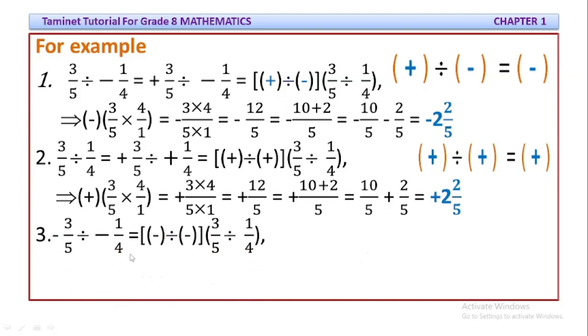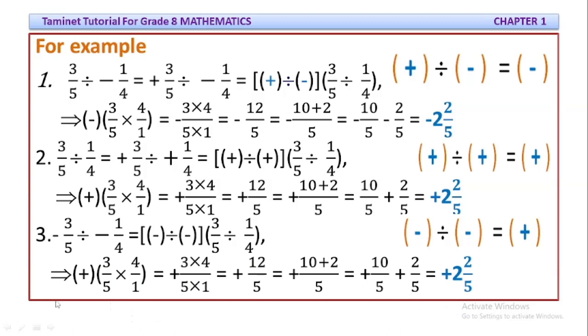The third one is both are negative. The numerators and the denominators are negative. Now look, when we took the sign, the numbers are 3/5 divided by 1/4. So the answer is 2 and 2/5. So to answer easily, negative over negative is positive. Look, negative over negative is positive. So our quotient will be what? Positive 2 and 2/5. So like this, we can decide easily.